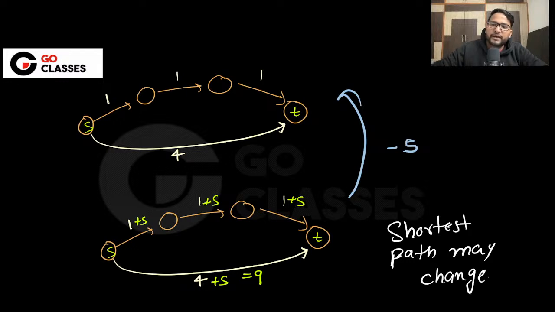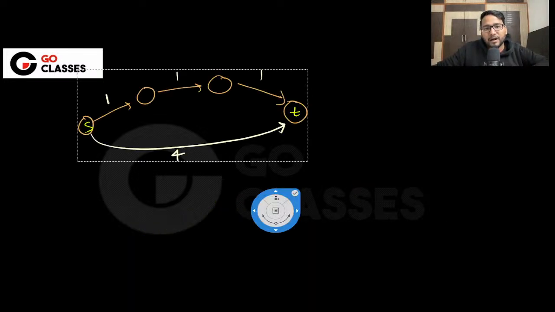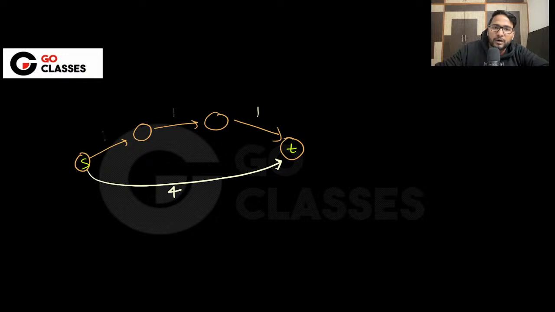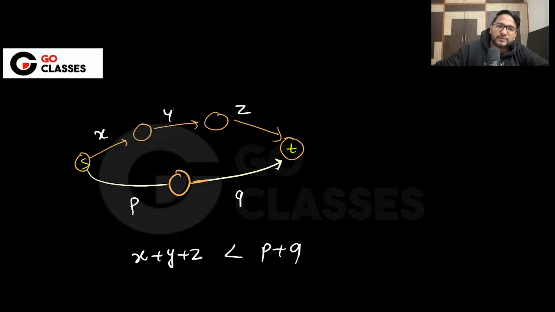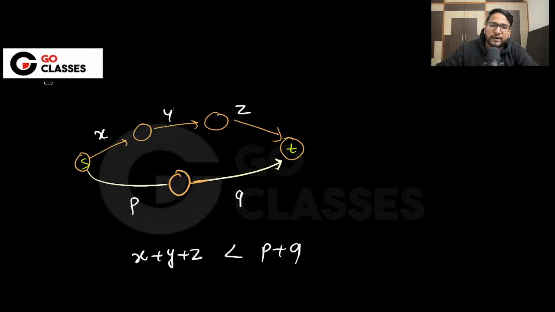Let me know if that is fine to everyone. So what is the core reason behind it? The core reason is that earlier you were comparing, let's suppose, x, y, z against p, q. You were saying that x plus y plus z is lesser than p plus q, and that's why x plus y plus z was the shortest. That is earlier, but now whenever you are adding or subtracting, it actually doesn't matter.